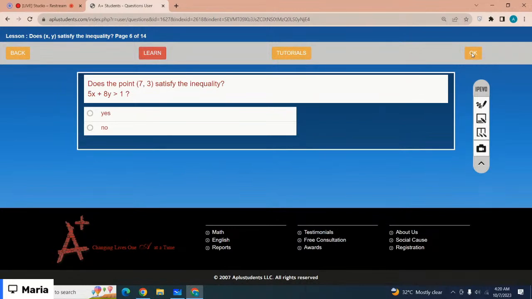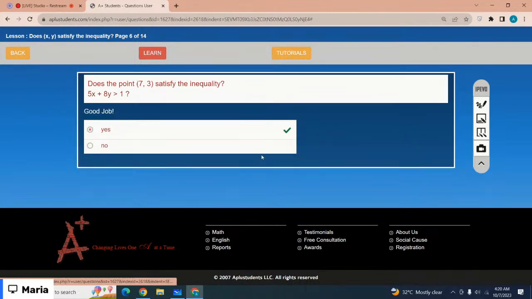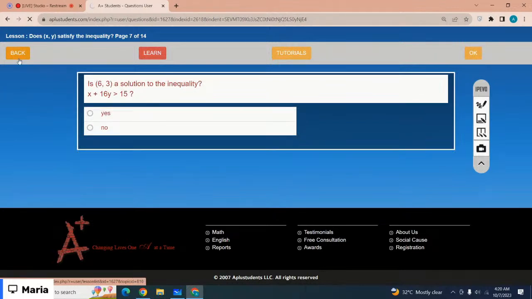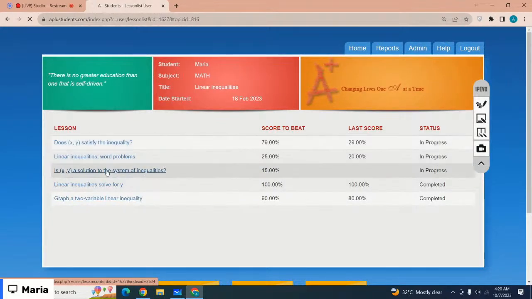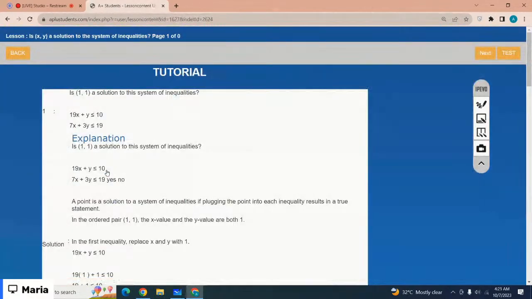The correct option is yes, it is, right? Okay, you can complete the lesson by yourself later today. So let's just move on to the next one. The next one is linear inequality word problems. You have to do word problems on your own. The next one is the solution of the system of inequalities. So let's just do the practice questions.